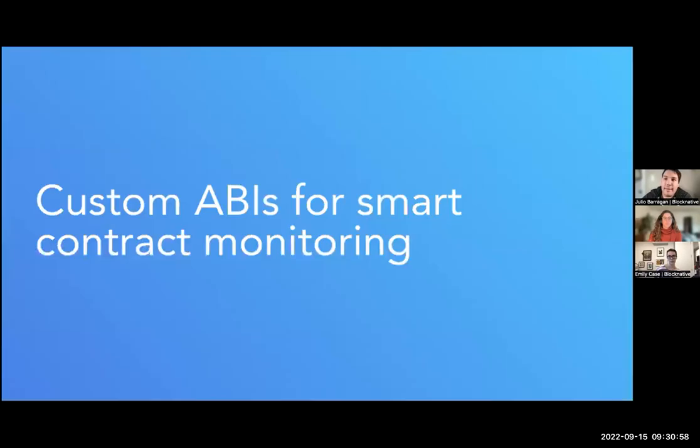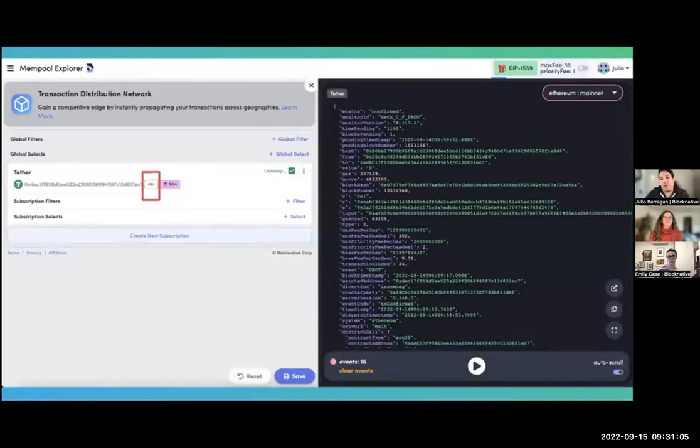And then last thing I want to cover is ABIs for smart contract monitoring. So Blocknative auto decodes most of the top smart contracts, so we already have the ABIs added. And this just gives you a better ability to filter deeper into the contract data. We didn't really need the ABI for this Tether contract since it's a pretty simple function that we were looking at, but know that you have the option.